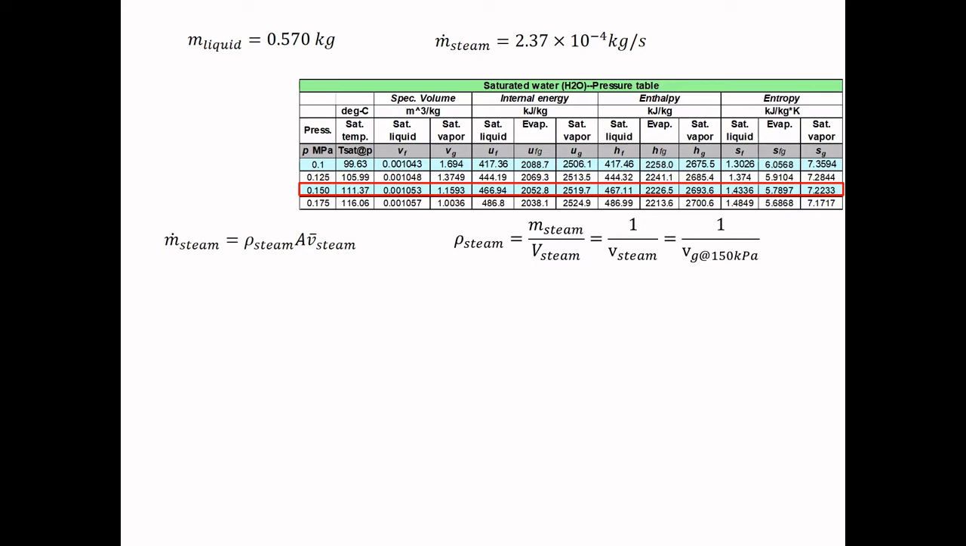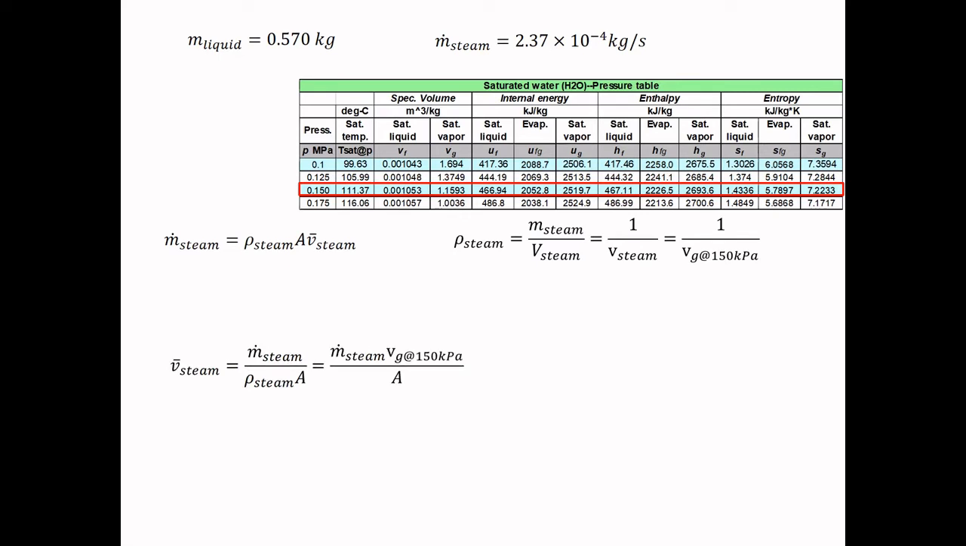However, we can determine the density of the steam by using this formula, where density of the steam equals mass of the steam divided by the volume of the steam, also equal to 1 divided by the specific volume of the steam. Because we consider the steam as saturated vapor, the formula for rho steam, the density of the steam, will be equal to 1 divided by Vg at 150 kilopascal. The value of Vg we can determine from the saturated water table based on the pressure table. So from the table we can get the value of Vg.